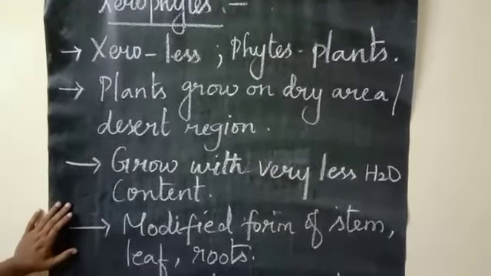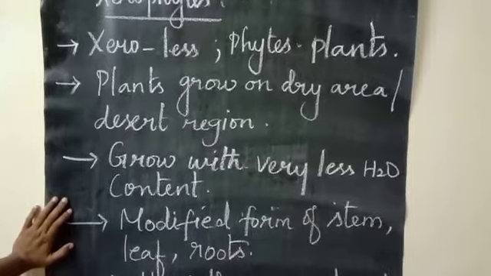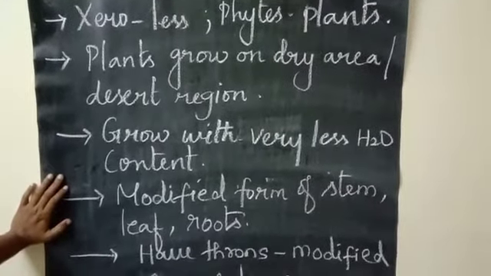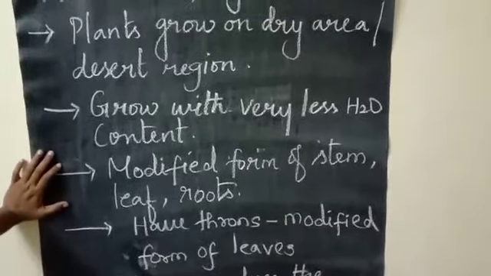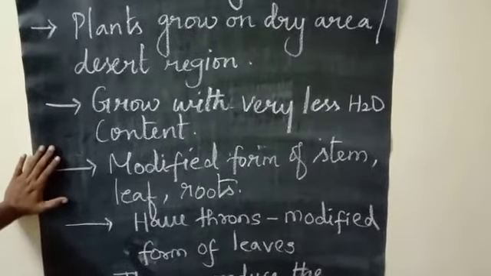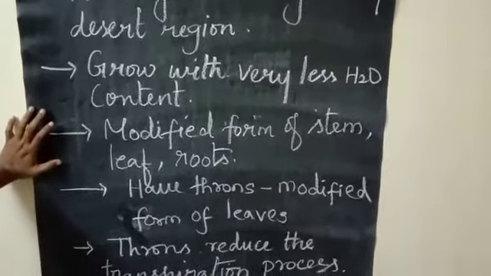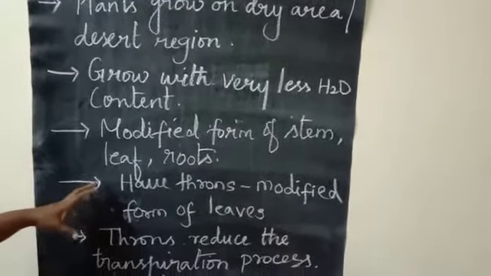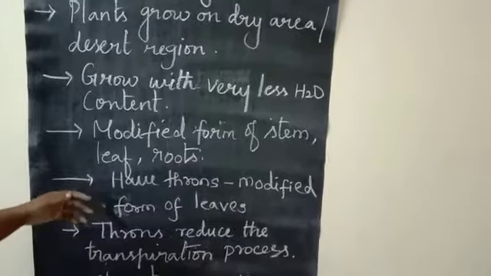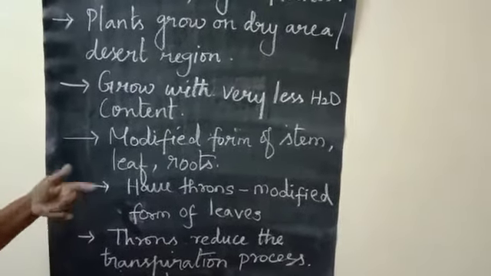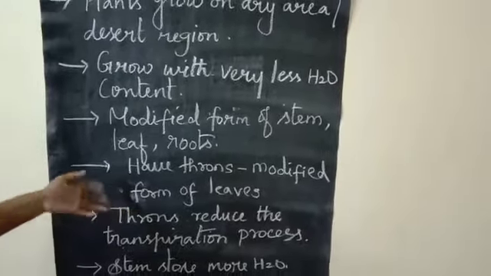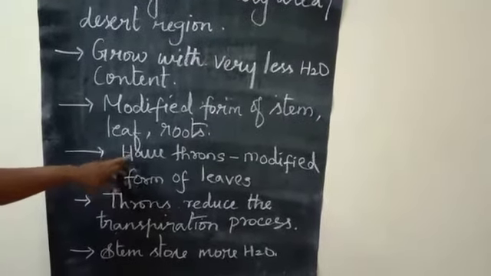And these plants, if you see, have a modified form of stem, root and leaves. Usually a normal terrestrial plant does not look like this, but modification will be seen, especially in the stem and leaf. So they have thorns actually. For example, in the desert region, cactus, opuntia or the casuarina plants we can see. Even we can say aloe vera. So these plants, if you see, have thorns.